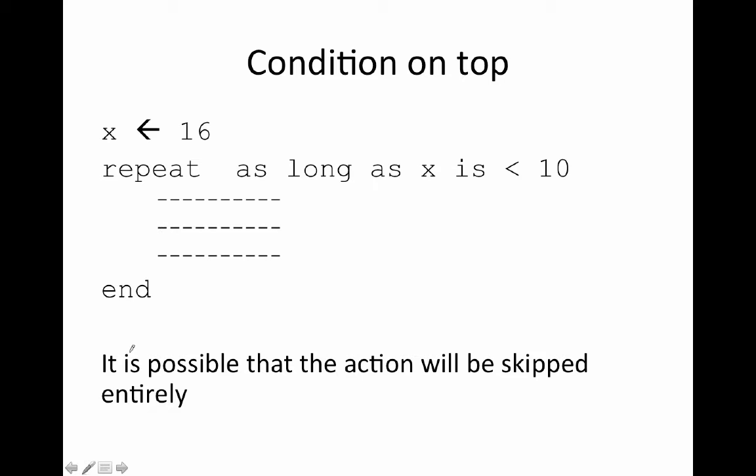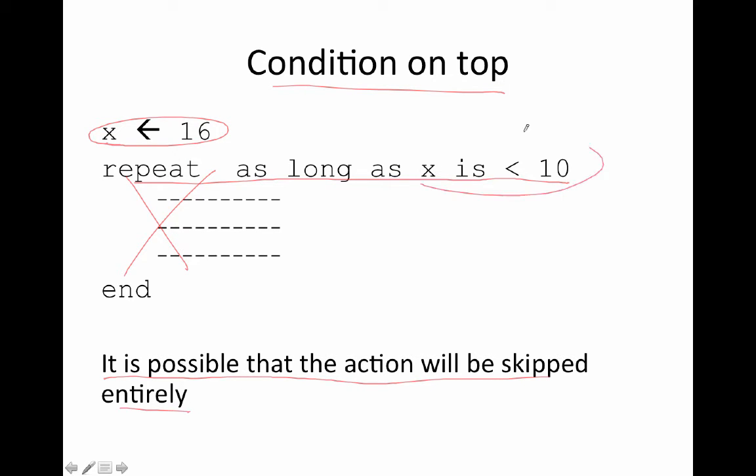Now, in some cases, the condition in a conditional loop is on the top. So let's say, for example, we assign to x a value of 16, and our loop says repeat as long as x is less than 10. Whoops, well, x isn't less than 10, x is 16. So we're not going to execute the action of the loop. So with the condition on the top, it's possible that the action will be skipped entirely. So if the condition is already false the very first time you evaluate it, then you are simply not going to execute the statements in the action at all. So that's when the condition is on the top.